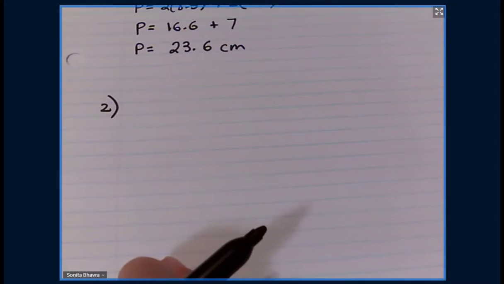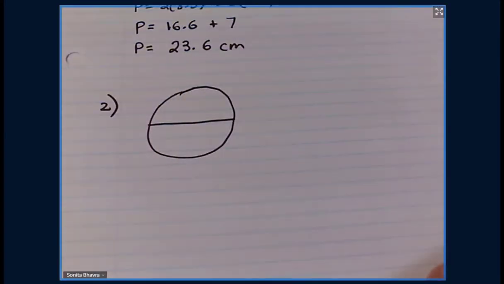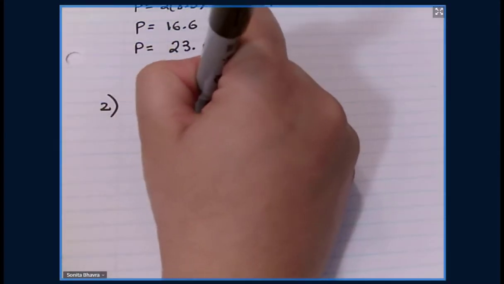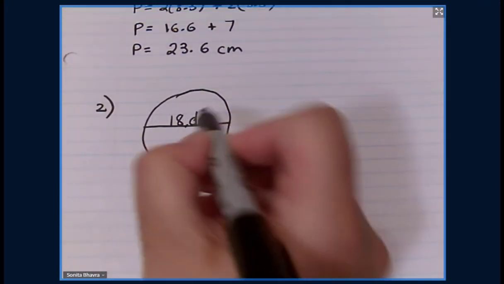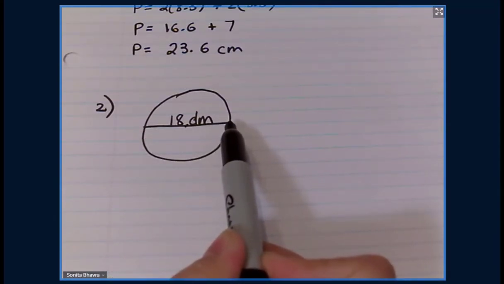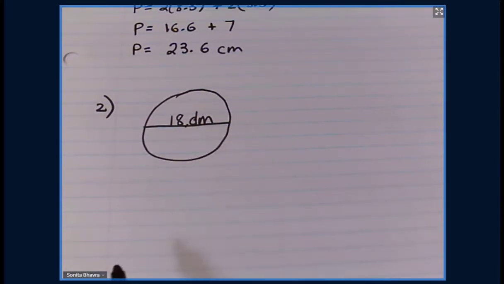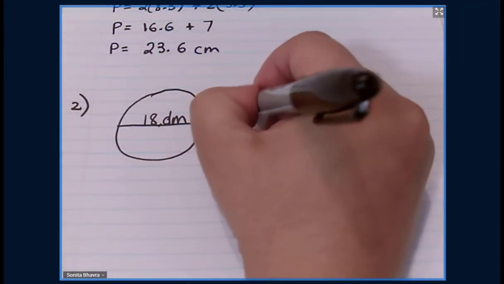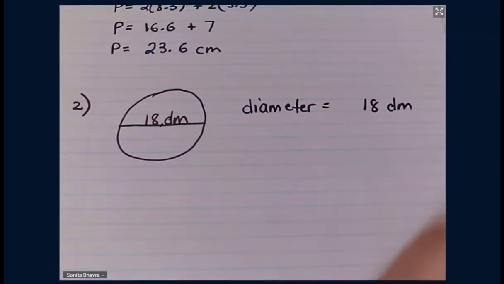All right, so with a circle, there's our diameter, and we're given 18 decimeters for our diameter. So remember, a diameter goes from one end of the circle through the center to the other side of the circle. So it hits 2 points on either end of the circle, but it has to go through the center to be the diameter. So in this case, we know our diameter is 18 decimeters.